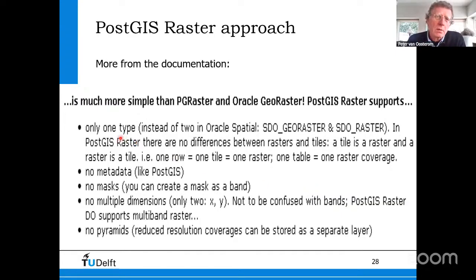So they say, again, it's one type, PG raster, instead of two types in Oracle Spatial, the GeoRaster and the SGeoRaster, and the three tables. No metadata, no masks, no multiple dimensions, only two dimensions, and bands. So you have two-dimensional rasters and bands, so for RGB, for example. And there's no native or direct support, but the pyramids can also be stored as new images.